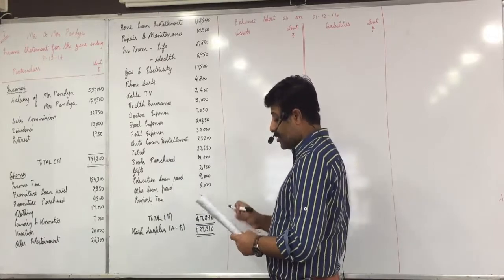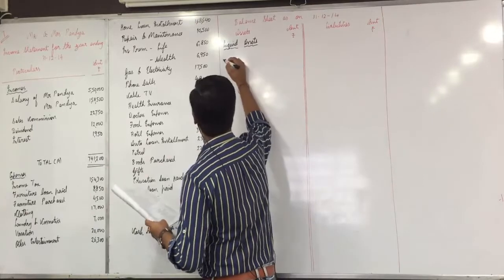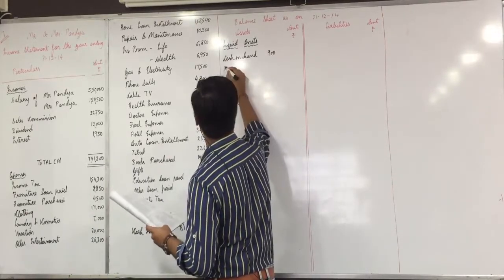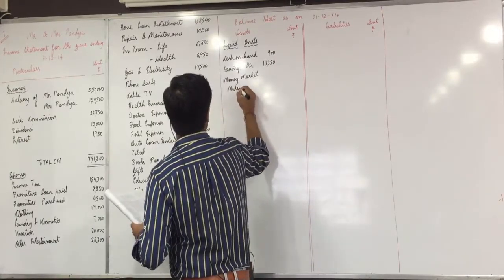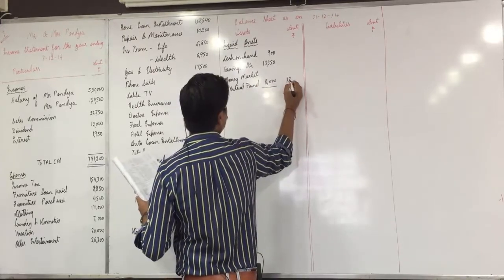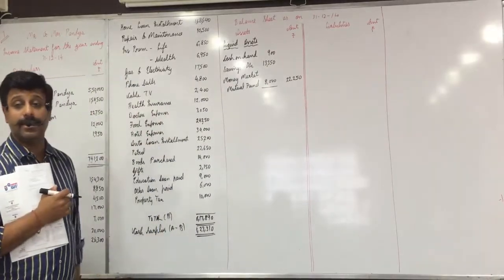First is liquid assets: cash on hand 900, savings account 13,350, and money market mutual funds 8,000. Stock is an investment, not a liquid asset. So 22,250 is liquid assets. Did you understand this?